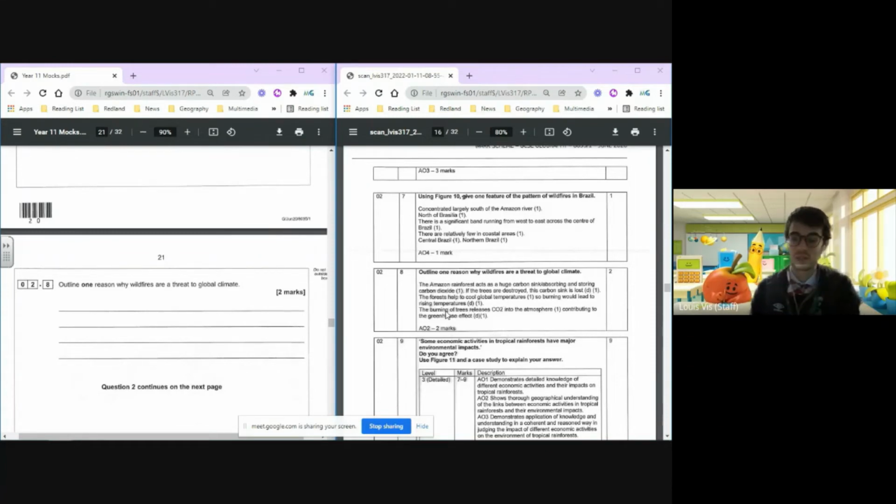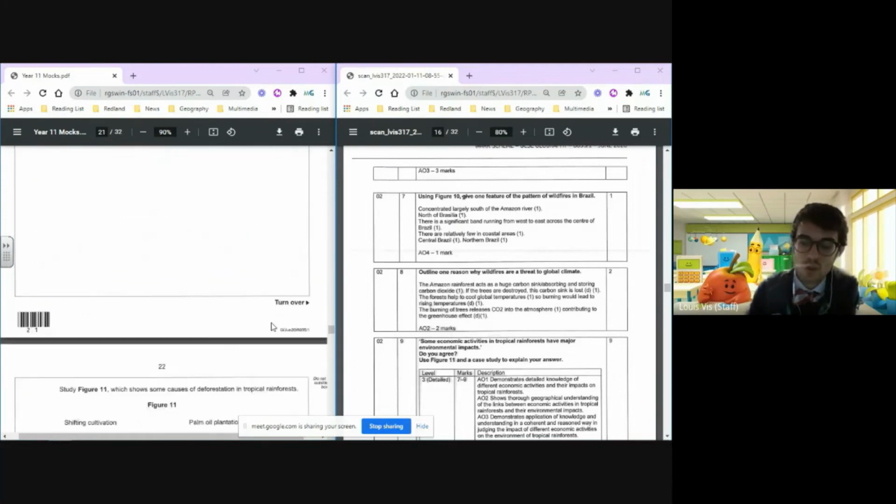Okay, so you've got an example here. Burning trees release CO2 into the atmosphere. Cool, but that doesn't say much. They contribute to the greenhouse effect. Okay, they're talking a bit more. Okay, so just talk me through how things work. Give me the cause. Give me the knock-on effect. That's for 2 marks.